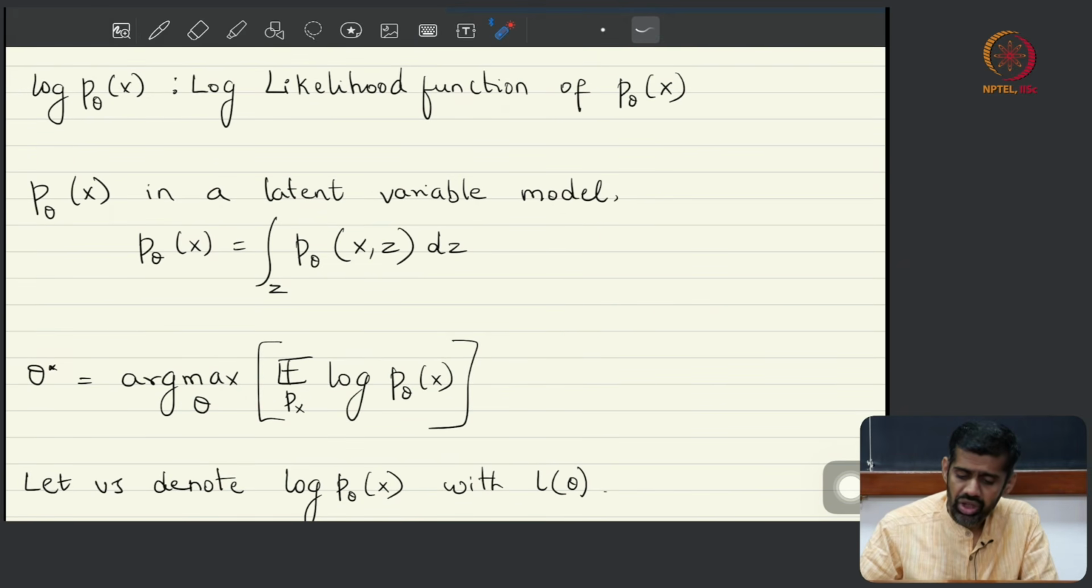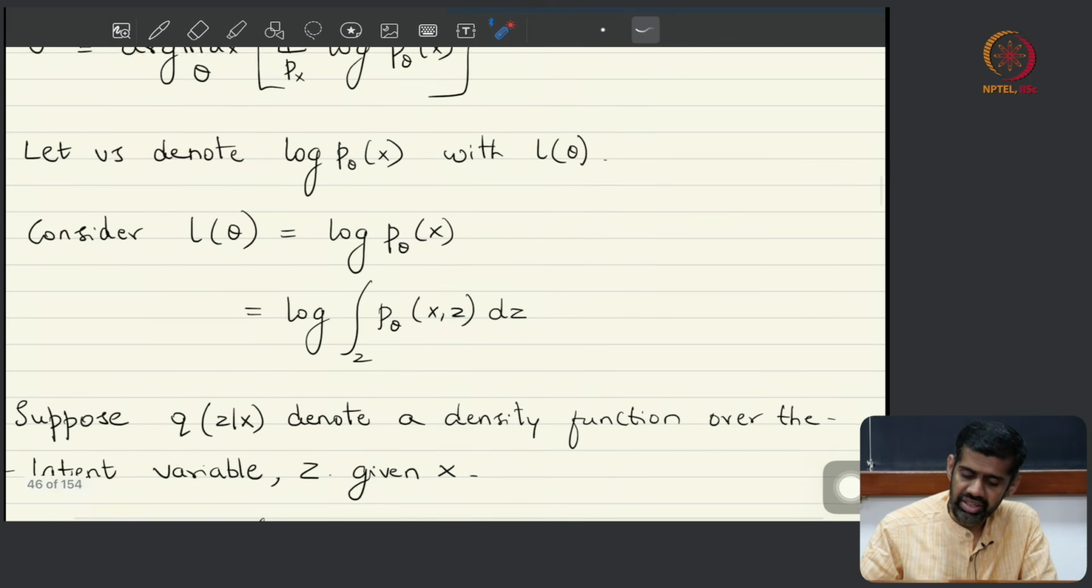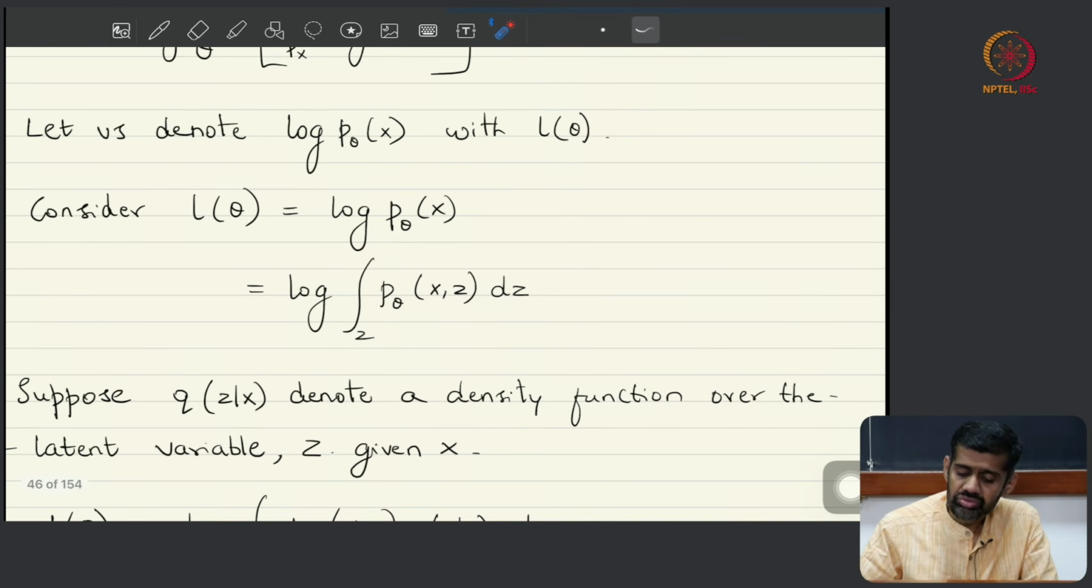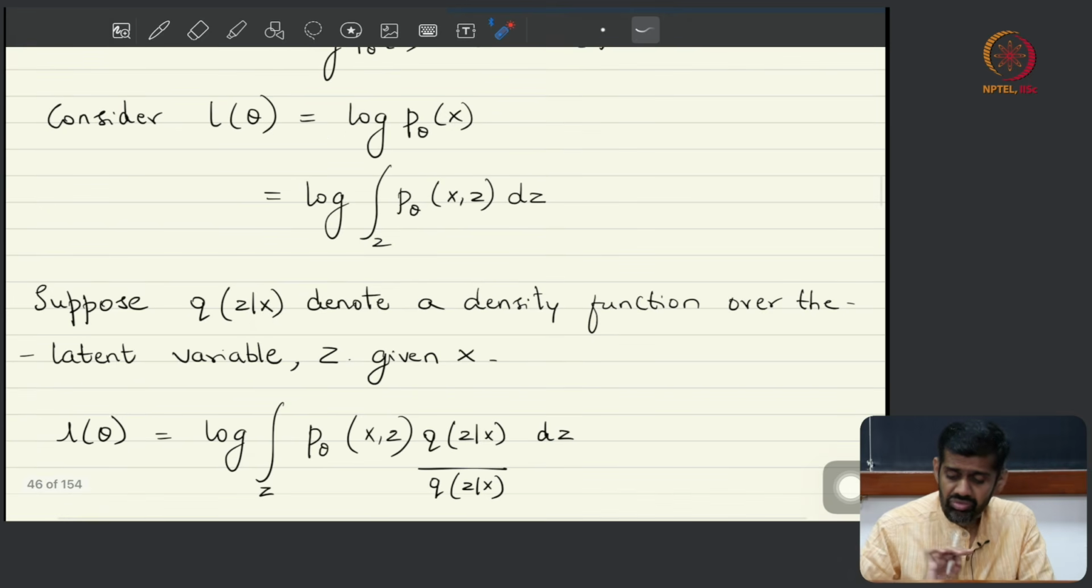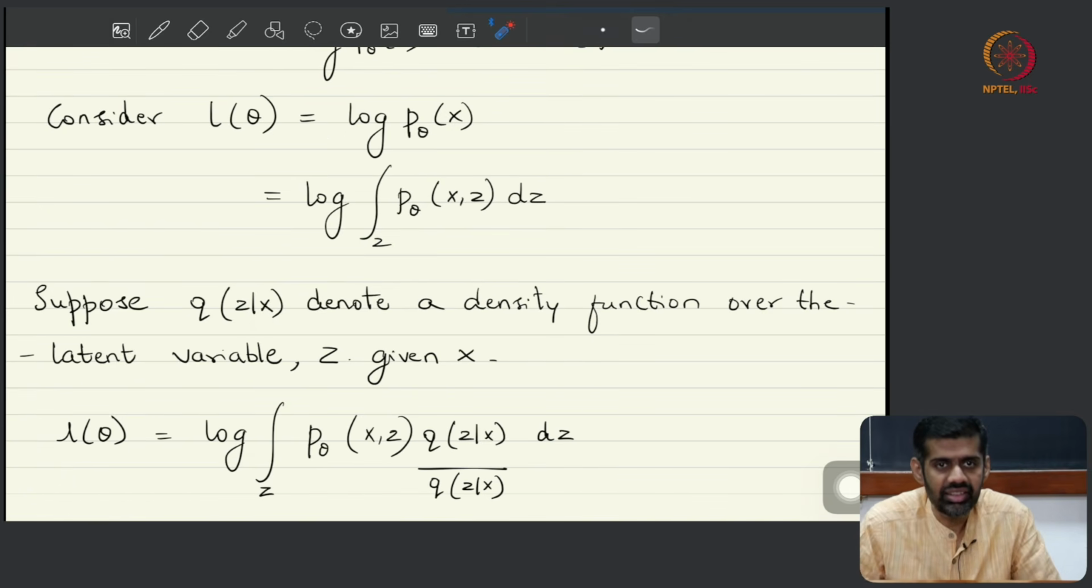Okay. Now, for a latent variable model, p_theta(x) would be integral p_theta(x, z) dz, which is the joint distribution. So, we will just plug it in here. Let us denote log p_theta with L_theta for ease of writing. So, L_theta is log p_theta(x), which is log of integral p_theta(x, z) dz. Now I will do a lot of algebra. Before I start that, I will just tell you what is going to happen now.